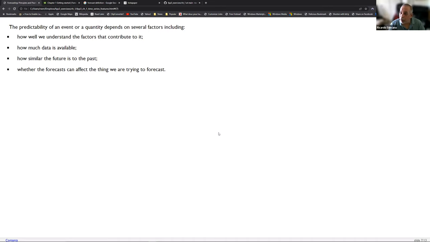Then, whether the forecast can affect the thing we're trying to forecast, okay? In other words, our forecast clouding our perception of what we're trying to forecast can happen too. So when it's too good to be true, take a pause and see what else you may not be considering, which can give you a more realistic picture.